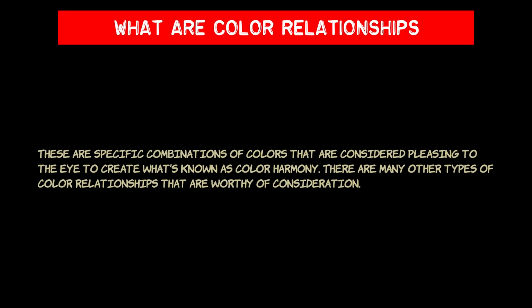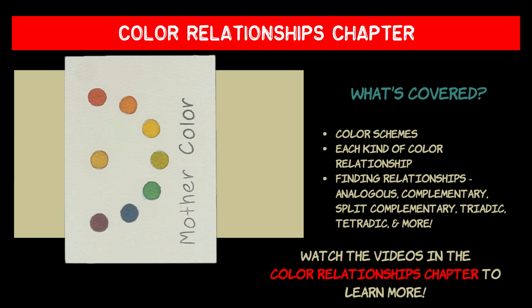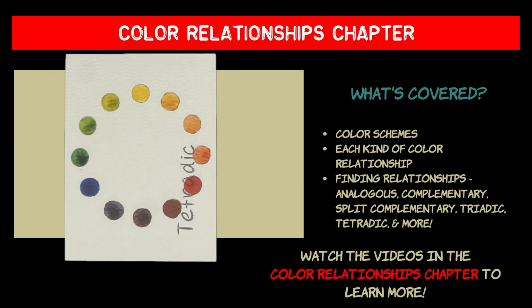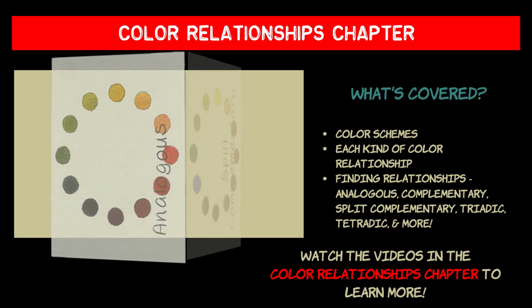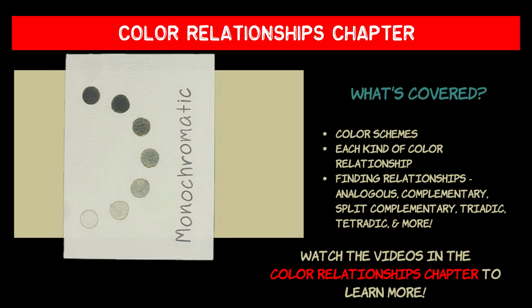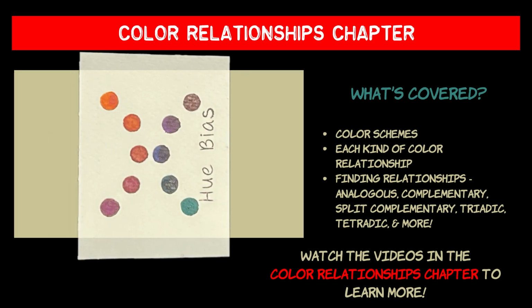These are specific combinations of colors that are considered pleasing to the eye to create what's known as color harmony. There are many other types of color relationships that are worthy of consideration. We cover color schemes, each kind of color relationship, like analogous, complementary, split complementary, triadic, tetradic, and more. Watch the videos in the color relationships chapter to learn more.